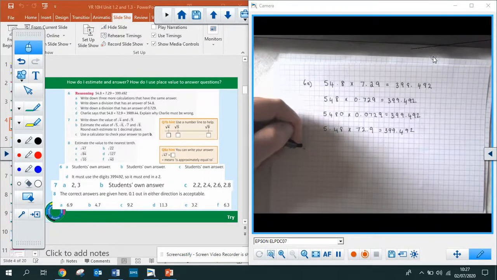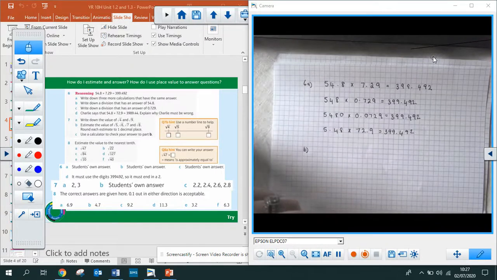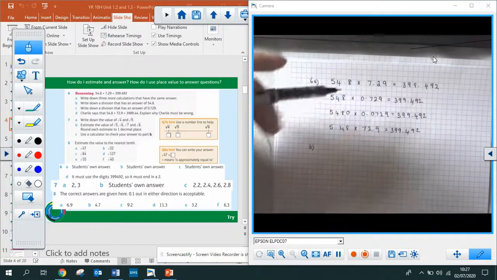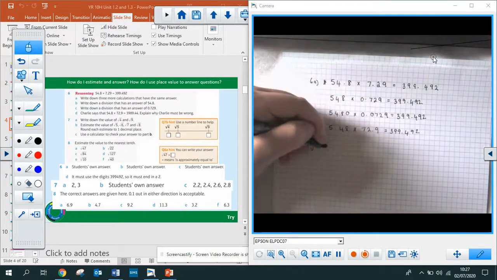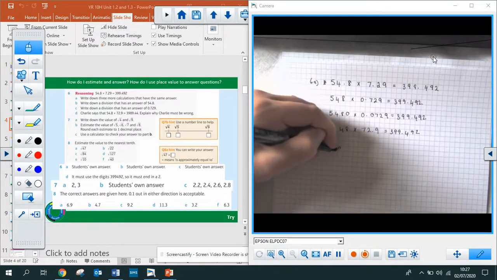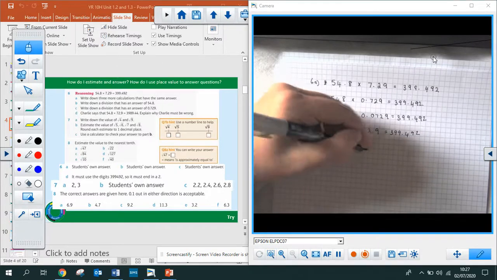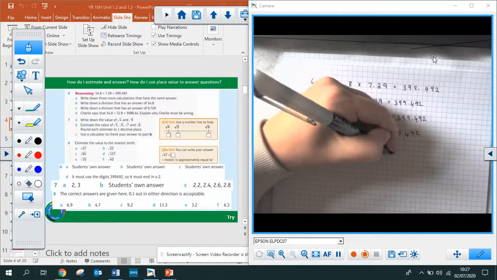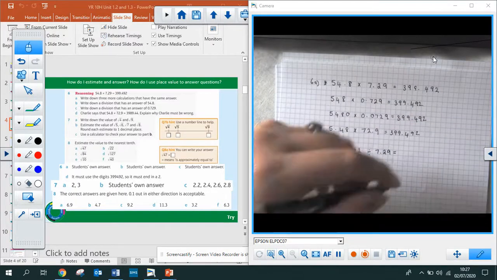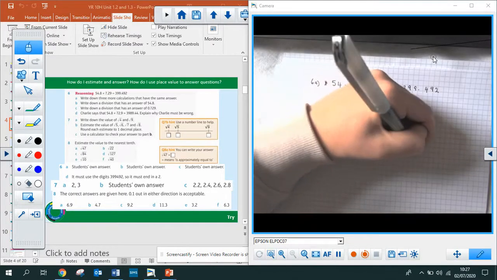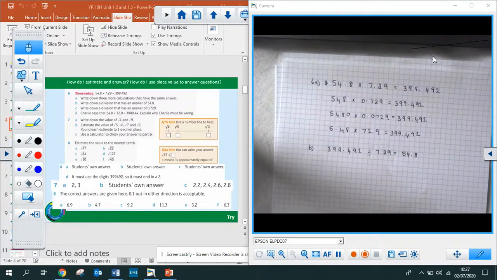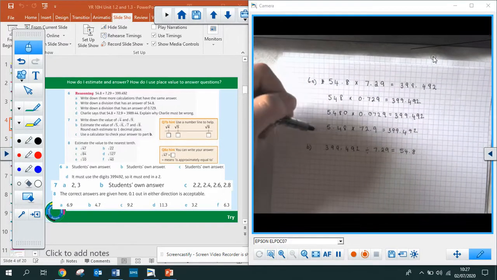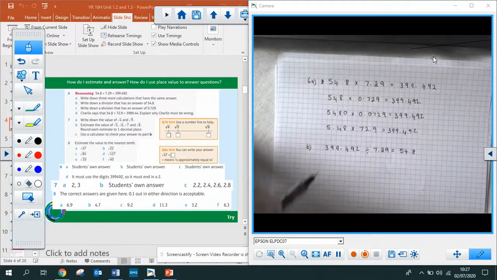6B says write down a division that has the answer of 54.8. All you had to do is rearrange the original fact that they'd given you. So it should be 399.492 divided by 7.29, and that would give you 54.8. You could have also used any of your facts here and rearranged those. Please check whatever answer you put on your calculator if I haven't gone through them there.